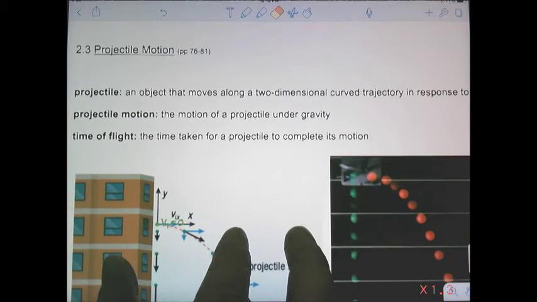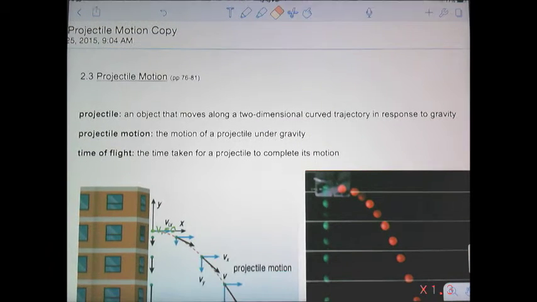Well, first of all, a projectile is any object that moves along a two-dimensional curved trajectory in response to gravity. And projectile motion is the motion of this projectile under gravity. The third definition here is the time of flight. This object spends some time in the air. So it's thrown out the window, it's either dropped or it's thrown horizontally. Either way, it's going to spend some time in the air. And the amount of time that it spends is called the time of flight.